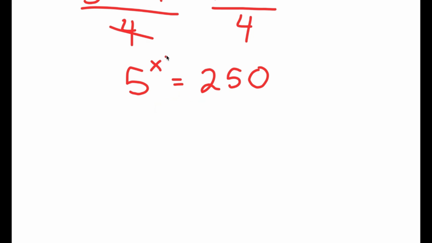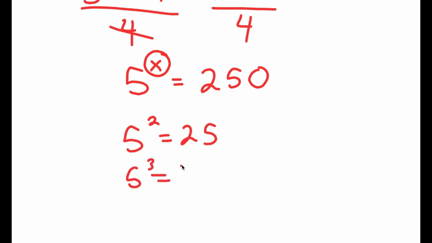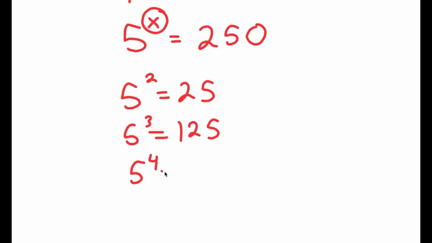can tell that x is not going to be a whole number because we have 5 squared is 25, 5 to the power of 3 is 125, and 5 to the power of 4, this is going to be 125 times 5, which is 625. So the value of x is somewhere in between 3 and 4.